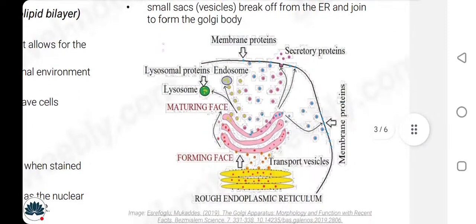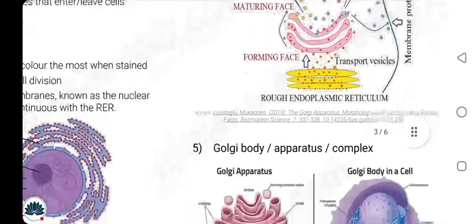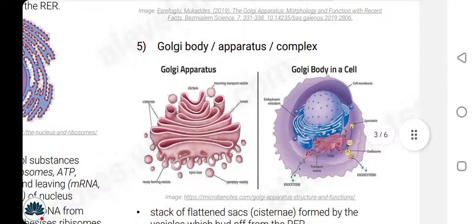You can see this diagram for more clarification of what they are working for. This is the maturing phase and the forming phase. So that's the Golgi body, plus the rough endoplasmic reticulum. Ribosomes can be found free in the cytoplasm as well as on the rough endoplasmic reticulum.